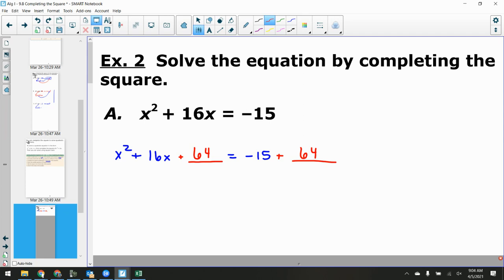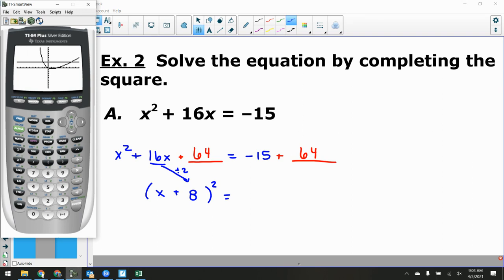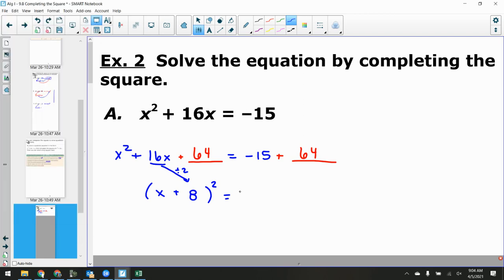Next step, factor. Okay, well, what will this factor into? Remember, it's always b over 2. I'm just going to divide that by 2. x plus 8 squared. That will always happen if you've done it correctly. Now, what happens on the other side? What's negative 15? Negative 15 plus 64, 49.